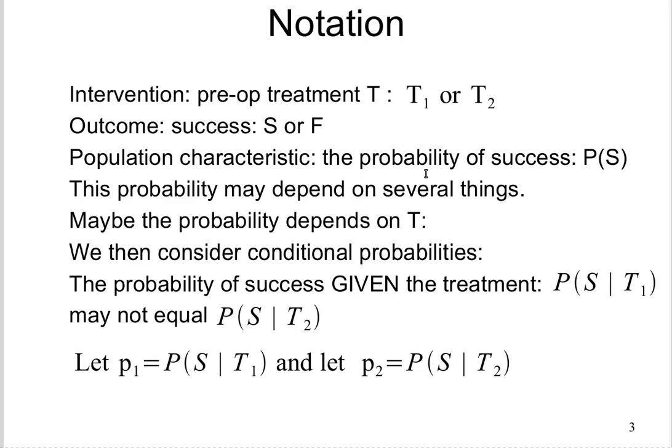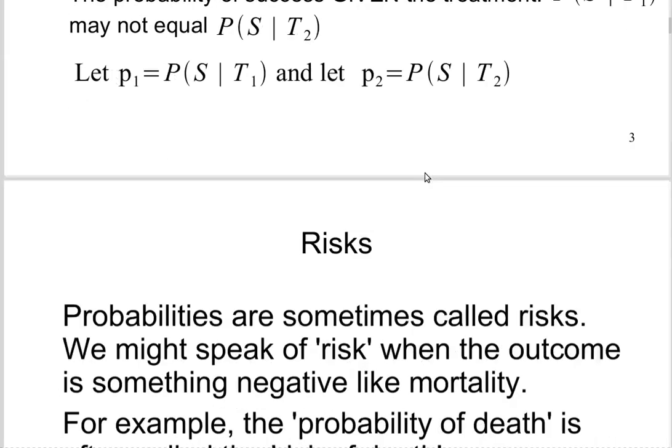So the probability of success given pretreatment 1 and the probability of success given pretreatment 2. And we will find that sometimes we'll abbreviate these even more as P sub 1 and P sub 2. The way in which we write them, we'll use simpler terms, but the descriptions are the crucial thing. They are probabilities of success given the treatment.